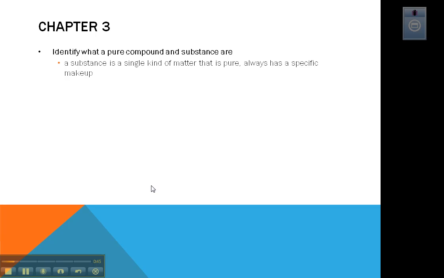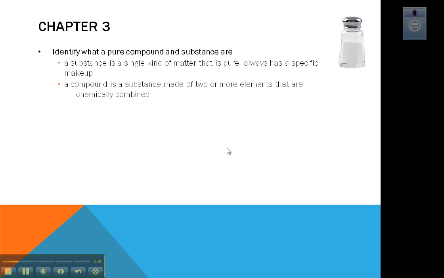Okay, we're going to go right in order of our study guide and start with Chapter 3. We're going to begin with identifying what a pure substance and compound are. So we'll start with a substance, as that is just a single kind of matter that is pure and always has a specific makeup. So your example is going to be your table salt, good for the French fries. A compound is a substance made of 2 or more elements that are chemically combined.